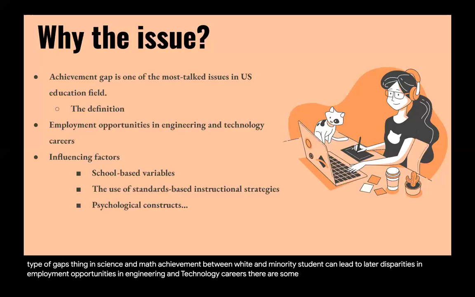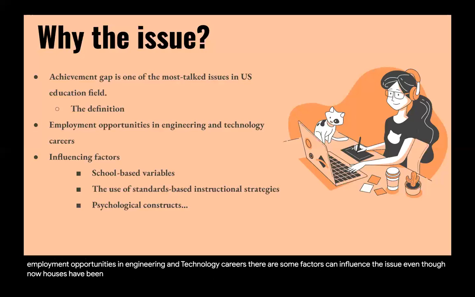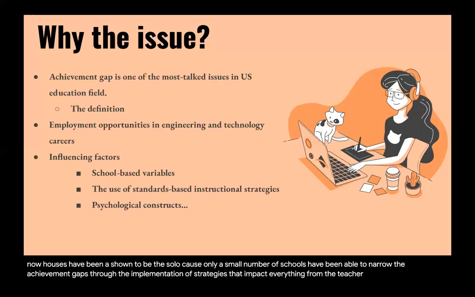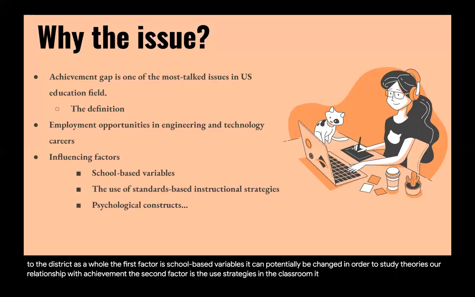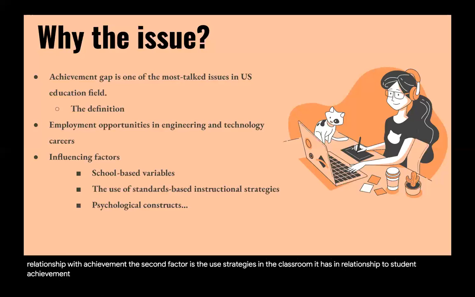There are some factors that can influence the issue. Even though none of these have been shown to be the sole cause, only a small number of schools have been able to narrow the achievement gap through the implementation of strategies that impact everything from the teacher and student relationship to the district as a whole. The first factor is school-based variables. They can potentially be changed in order to study their relationship with achievement. The second factor is the use of standards-based instructional strategies in the classroom. It has a relationship to student achievement in math and science, and has been found to have more positive results.